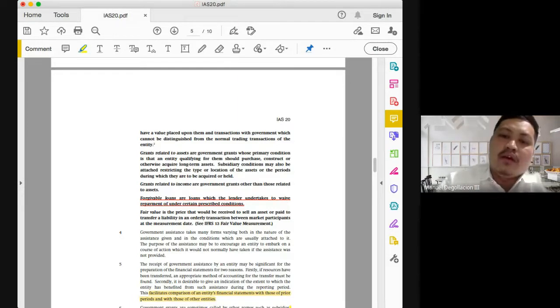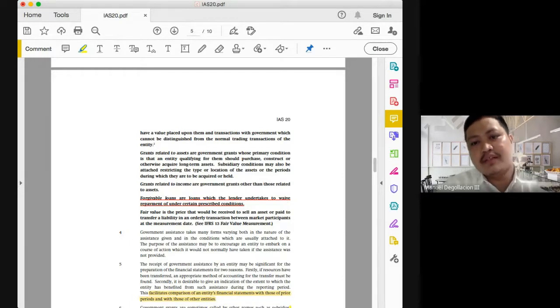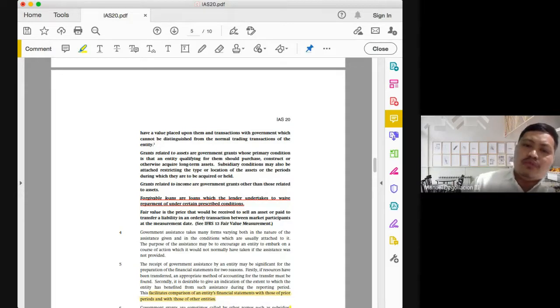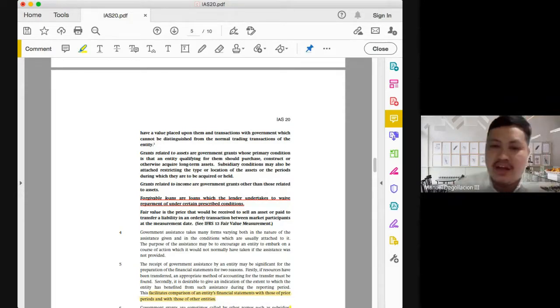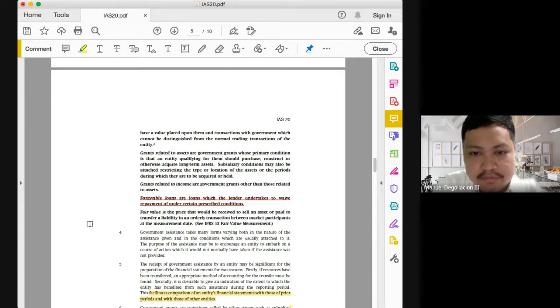Okay, we're given here a definition for forgivable loans, class, because if the lender would waive repayment of the loan, then that can be considered as a government grant.